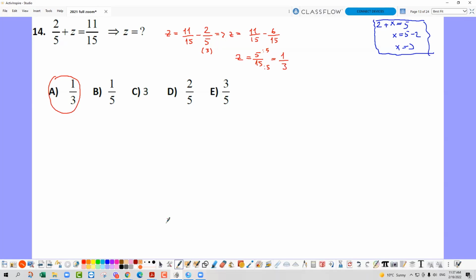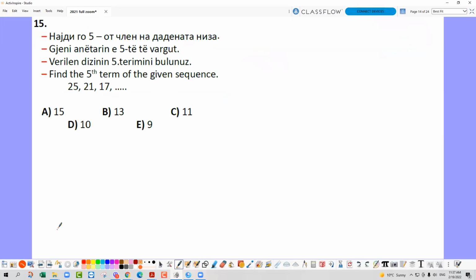We came to the 14th question, and my aim is to finish all of them. I hope we can finish in time. Here the 15th question is asking about the sequence, but be careful. It is not asking for the fourth term, because this is the first term, this is the second term, this is the third term, and the next term I'm going to find is the fourth term. But it is asking for the fifth term, so I'm going to continue one more and find the fifth term.